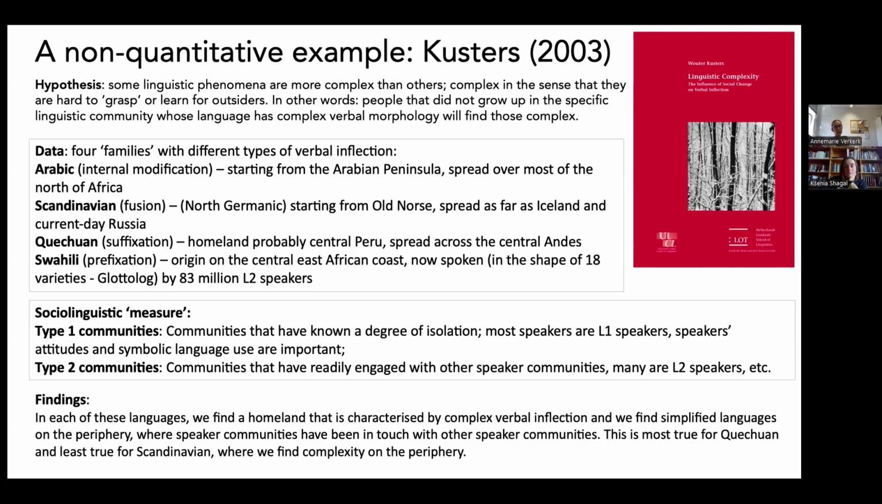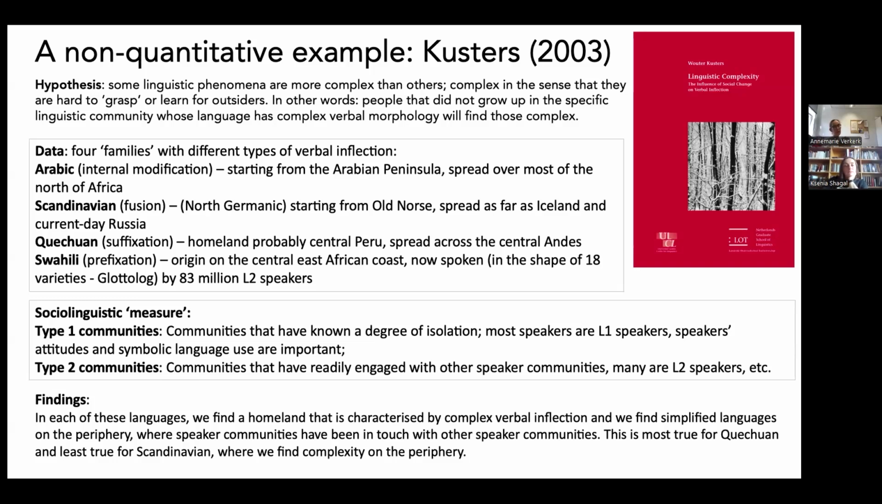And he distinguishes two types of communities: type 1 communities that have known a degree of isolation, where most speakers are L1 speakers. Speakers' attitudes and symbolic language use are quite important in those type 1 communities. And then he contrasts with type 2 communities, who are supposed to be kind of the polar opposites, right? So communities that have basically readily engaged with other speaking communities. Many are L2 speakers, etc.